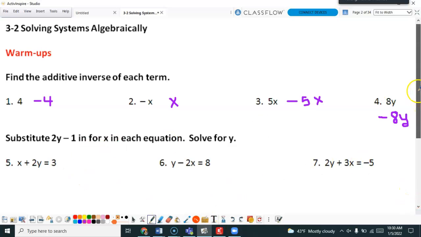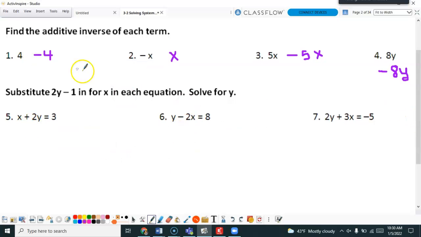In parts 5, 6, and 7, we're kind of taking what we did yesterday with the variable expressions. And yesterday what we did was we substituted in for a variable with a number. Now, instead of replacing a variable with a number, we're going to replace a variable with an expression. So everywhere I have the letter x, I'm going to replace it with 2y minus 1.